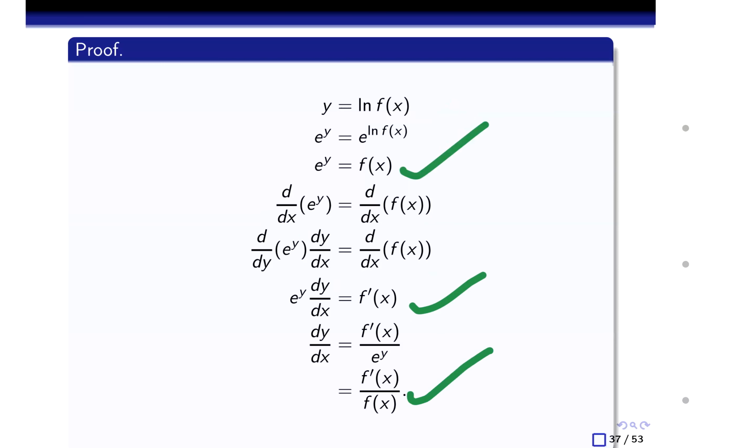So that's the proof that whenever you differentiate a logarithmic function, it is the derivative of the function in front of the log over the original expression. So that takes us to an example like this.